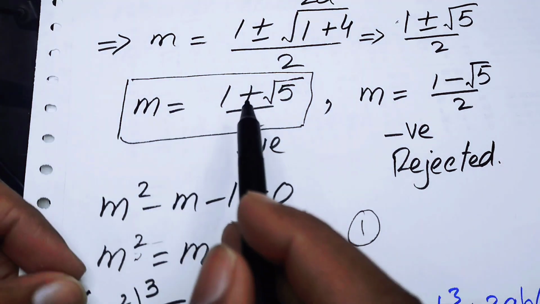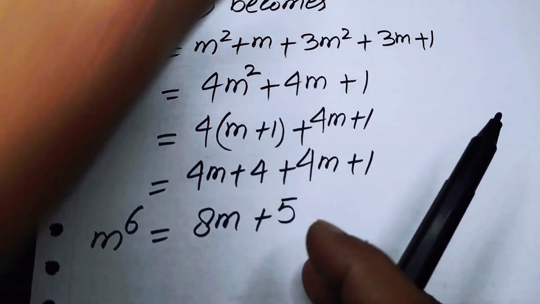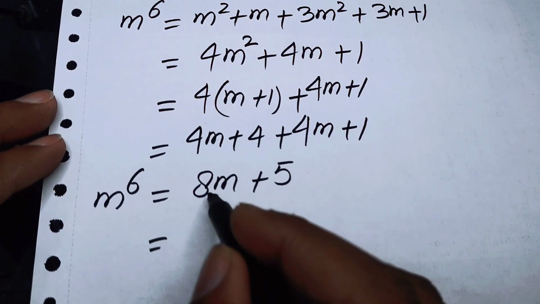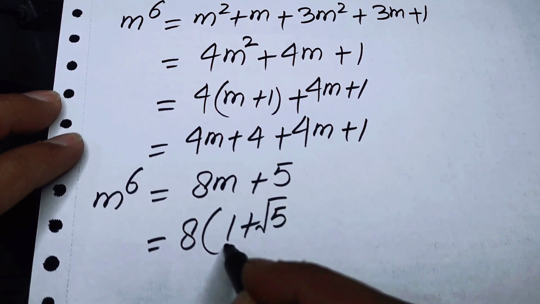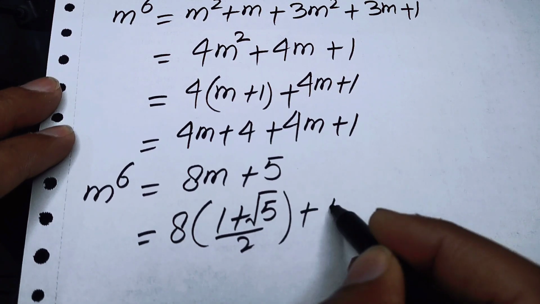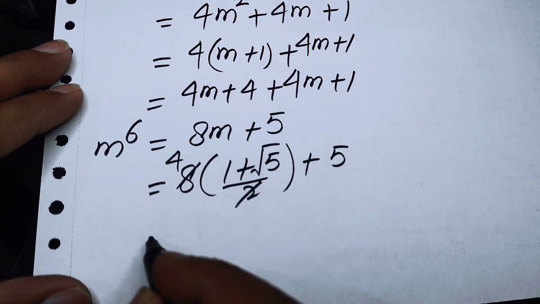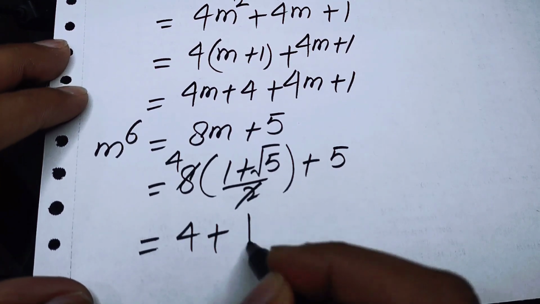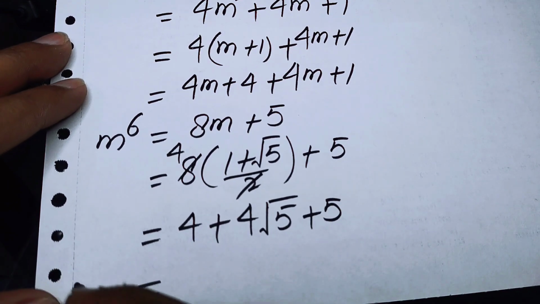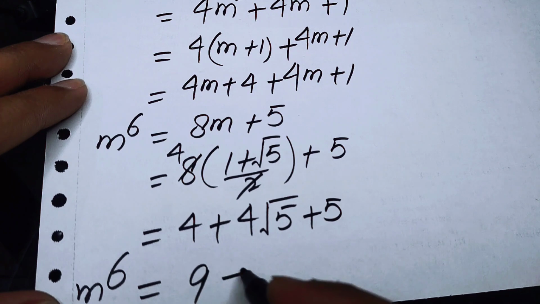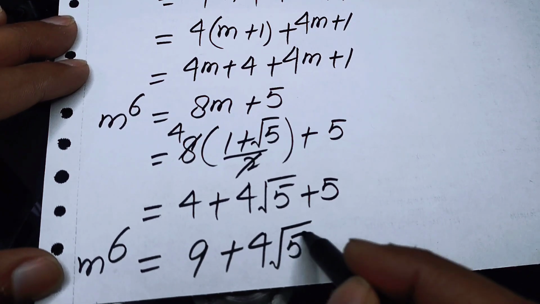And now, from the start of the question, we will find the value of m. So the value of m is 1 plus square root of 5 over 2, because here we take only the positive value, so we can use this positive value here. We will just substitute this m by 1 plus square root of 5 over 2, in 8m plus 5. So 2 4s are 8, and we get 4 plus 4 times square root of 5 plus 5, and we get m to the power of 6 is equal to 9 plus 4 times square root of 5.